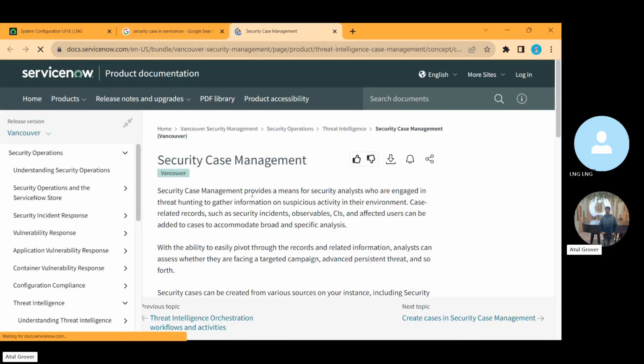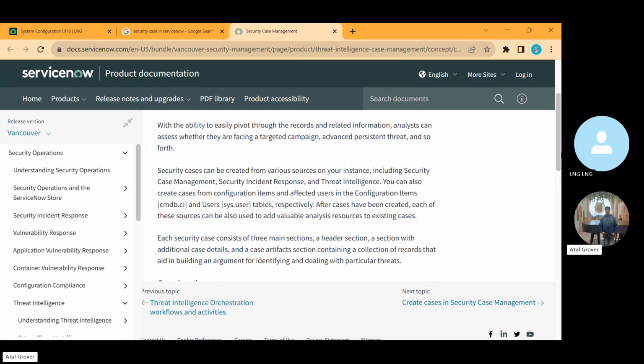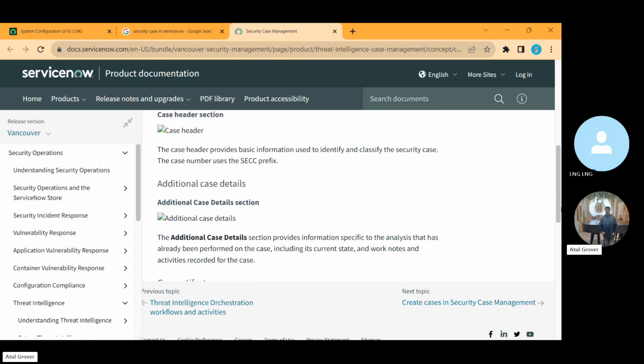Yes, this one. Security case management provides security analysts who are engaged in threat hunting a means to get more and more information about a specific threat in their environment. Case related records such as security incident and observable CI are all clubbed in one place. That is called the security case.